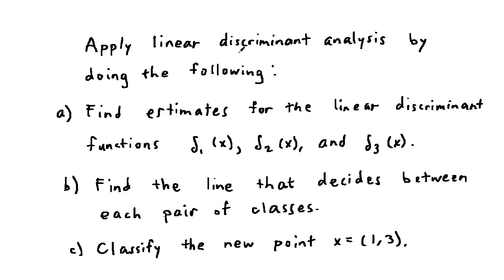Apply linear discriminant analysis by doing the following. A. Find estimates for the linear discriminant functions delta 1, delta 2, and delta 3. B. Find the line that decides between each pair of classes. C. Classify the new point (1, 3).